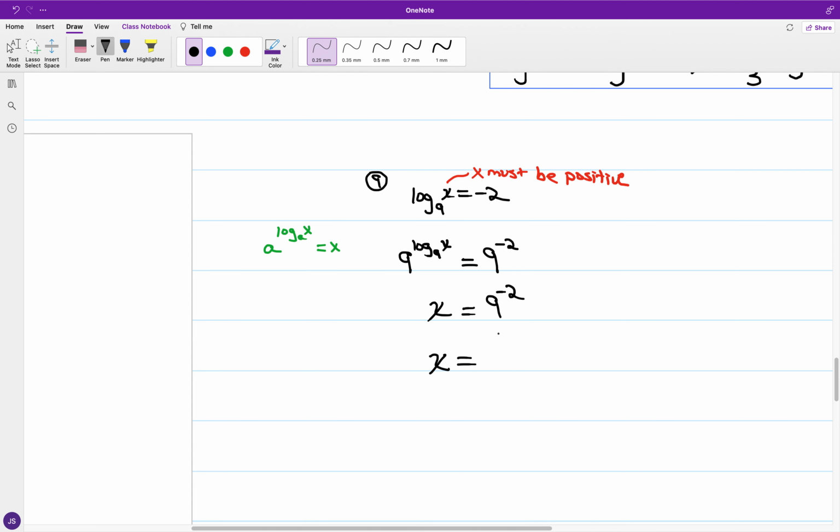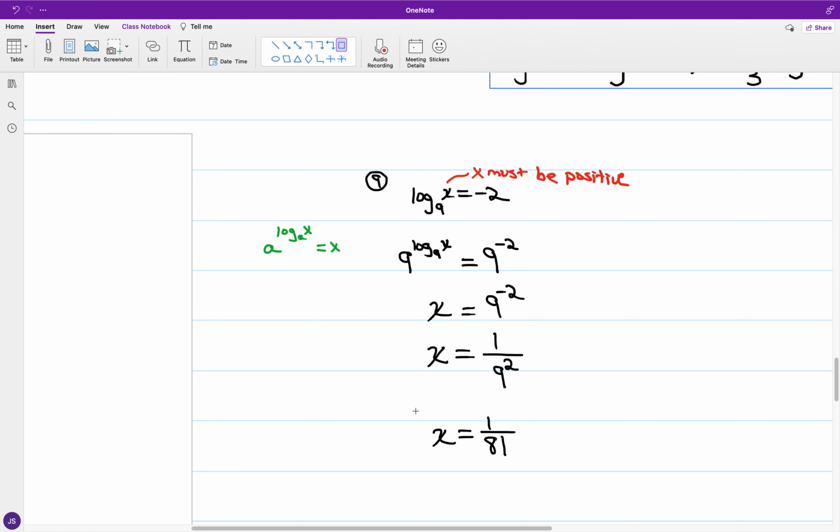So for 9 to the negative 2, by the inverse rule, that's going to be the reciprocal of 9 squared. With 9 squared being 81, and since we're taking the reciprocal of this, x is going to end up as 1 over 81. And 1 over 81 is a small value, but it is nonetheless a value that is positive. So number 9, we have that x is equal to 1 over 81.